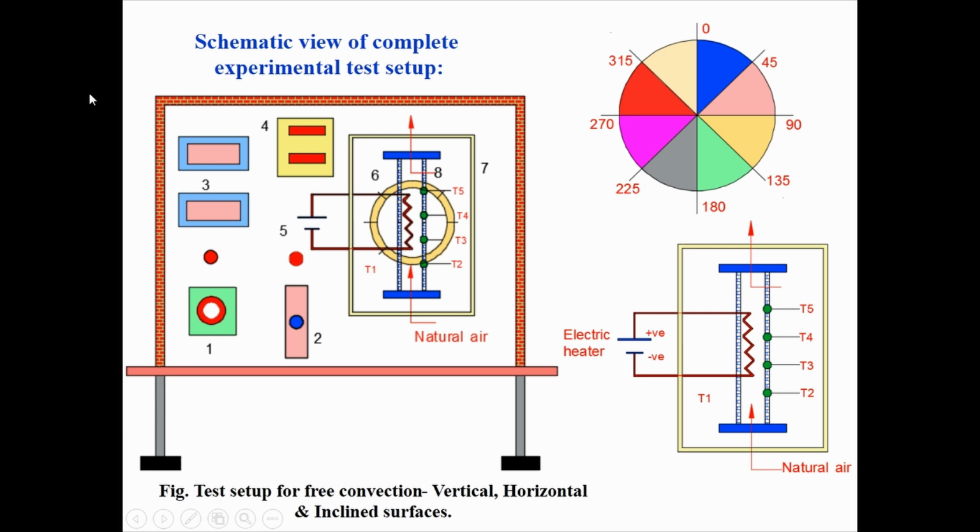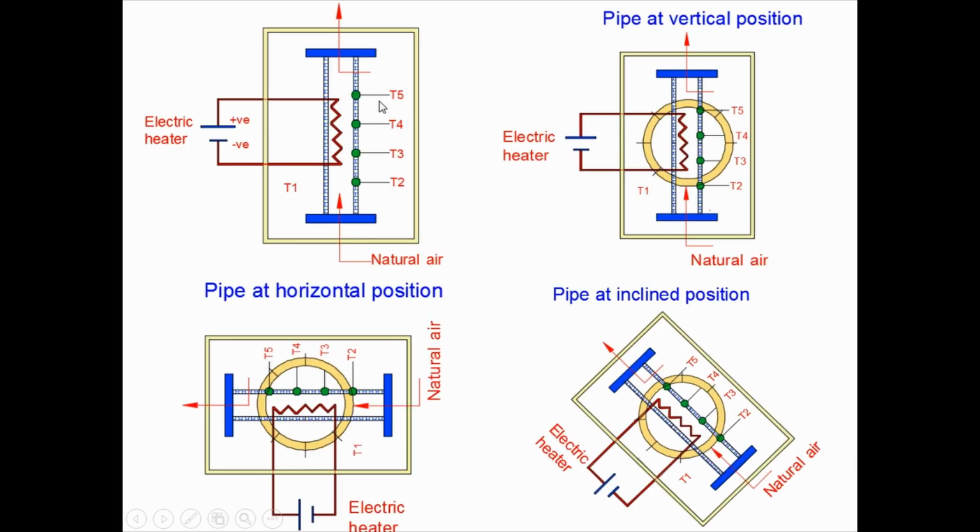The tube can be oriented vertically, horizontally or at an angle, that is inclined. As I told you, there are 4 thermocouples on the tube and 1 outside the tube, placed in the air chamber. Here is an electrical heater. This is the general common nomenclature for all the orientations. Now it is vertical position, now it is horizontal position, now the tube is inclined at a certain angle. Again the temperatures remain the same, 4 on the tube, 1 in the air chamber.